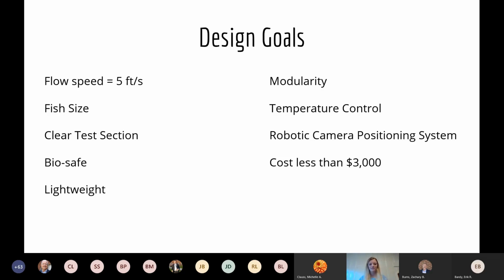The final requirement, and one that ended up playing a large role in our design, is that the cost of the flume had to be less than $3,000. To put that number in perspective, flumes that Dr. Anderson has worked with before cost over $100,000, making this quite the challenge for our team.